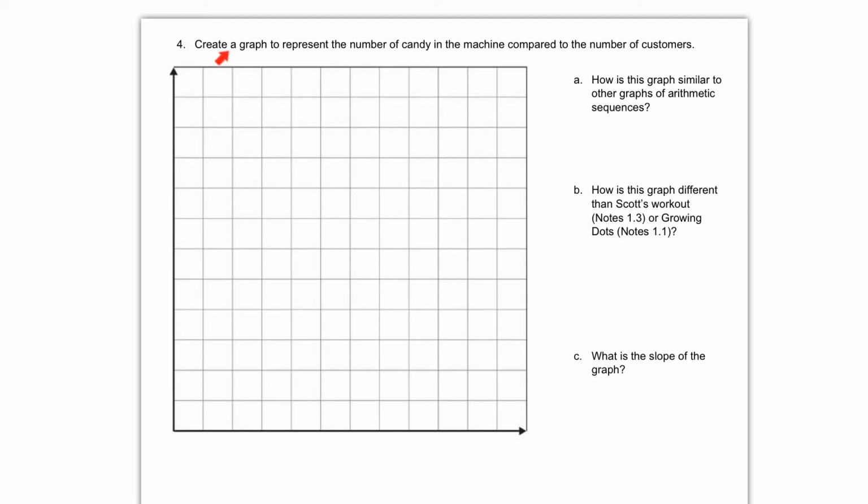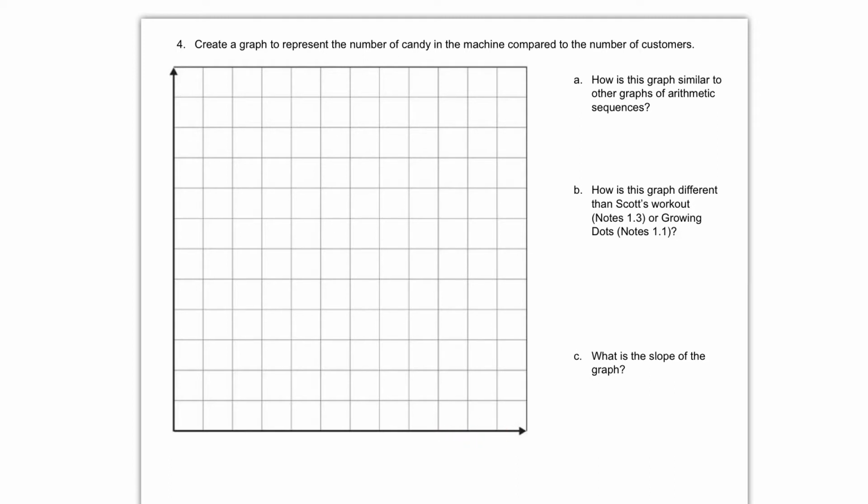Question number 4 says create a graph to represent the number of candies in the machine compared to the number of customers. So in order to do a graph, the very first thing you want to do is label your axes. Again, we have our x-axis, we have our y-axis. If you take a look at your table back in question number 2, our independent variable, which is on the x-axis, we represent it as a number of customers.